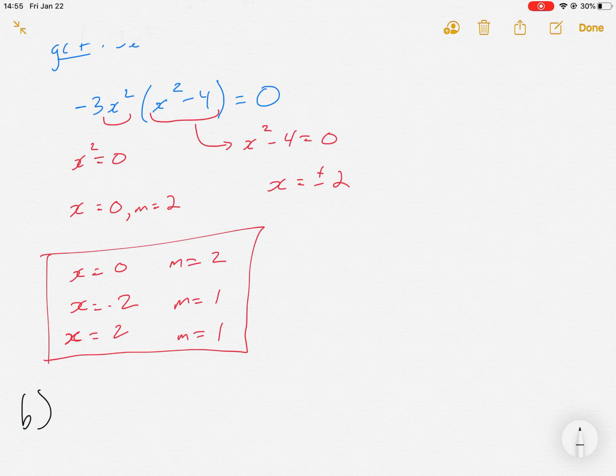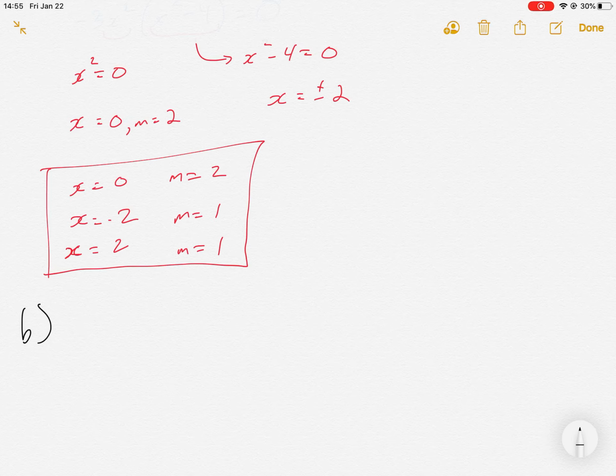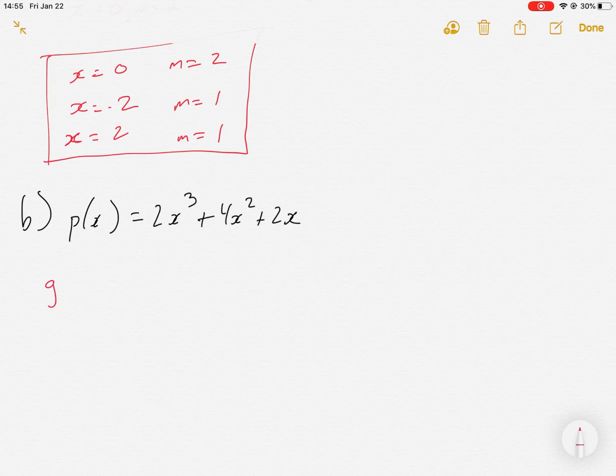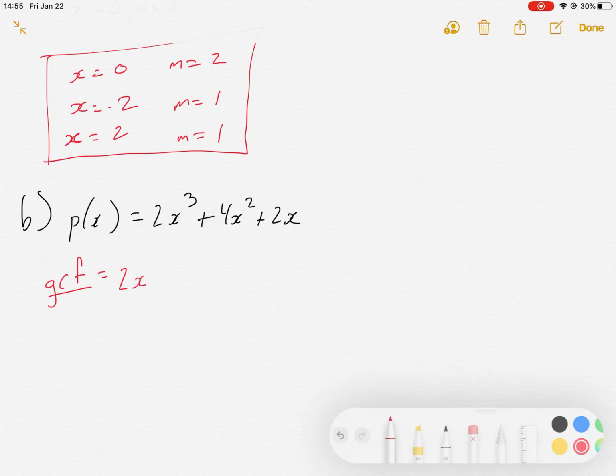All right, let's try another one. Now, a lot of these next problems will involve GCF combined with other tools. Okay, so here's my next polynomial, 2x cubed plus 4x squared plus 2x. Once again, the first step is going to be to look for a GCF. And so it looks to me like they can all be divided by 2 and also x. So we're going to take out a 2x.